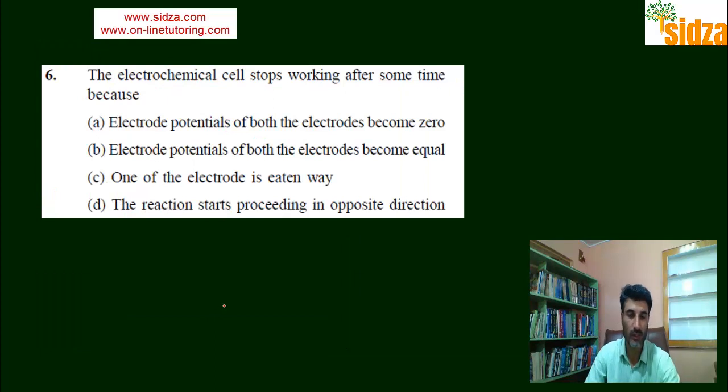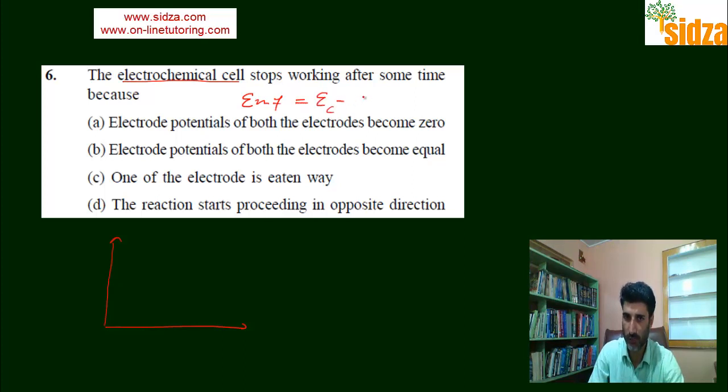And now let's take one more question. The electrochemical cell stops working after some time. We know that when you look at an electrochemical cell, a galvanic cell, and there is some oxidation, there is some difference in the reduction potentials of the cathode and the anode, and the EMF of the cell is actually the difference in the reduction potentials.